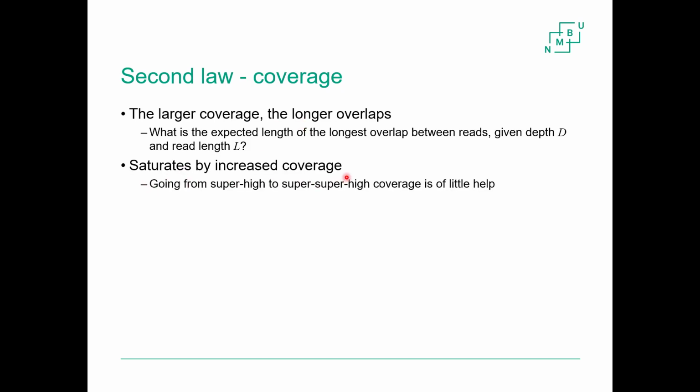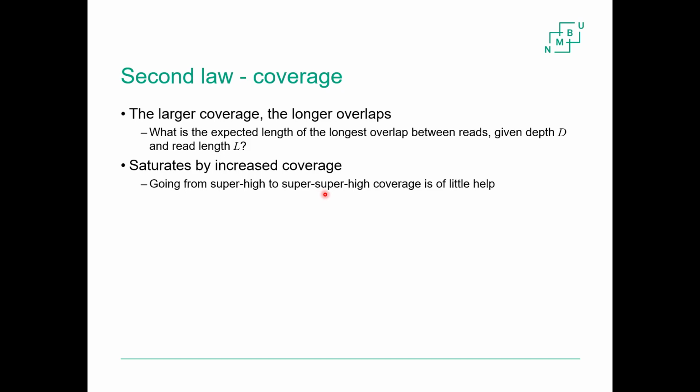But it will of course saturate. So going from super high read coverage to a super high read coverage will not produce much longer overlap, because if you have high enough coverage, you already have very long overlaps. I mean, if the reads are 100 bases long, no overlap can be more than 100 bases, and an overlap of 99 is what you need in order to build the assembly, right? Or that's the longest one you can make use of.